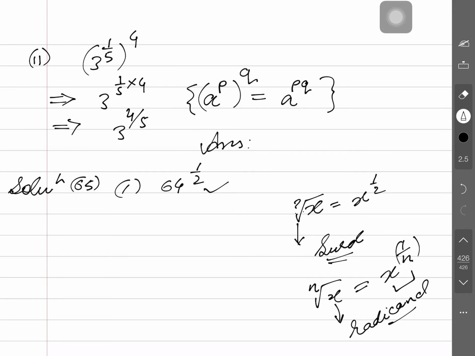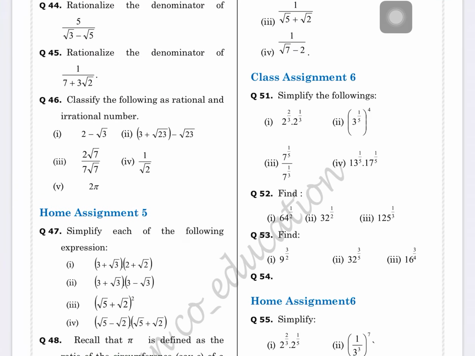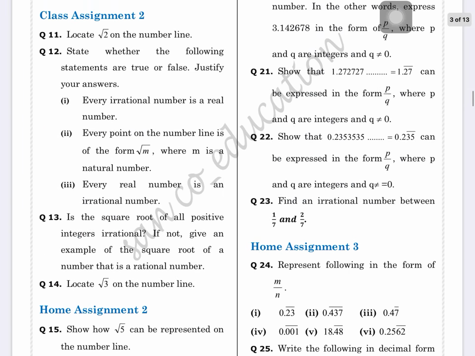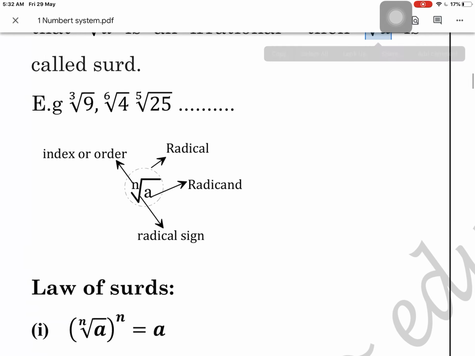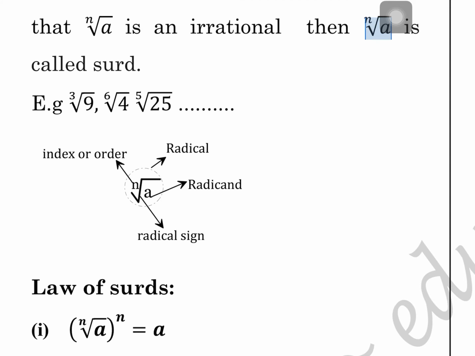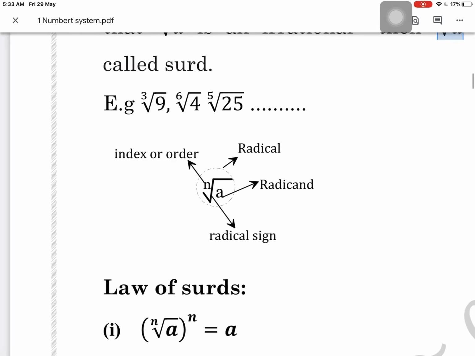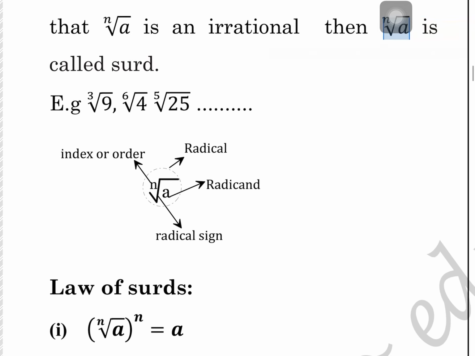You may see in the standard text, it is illustrated here. I think you may see it for your better understanding. The index is called the order n, the whole expression is called the radical, this is called the radicand, and this is the radical sign. Surds also have their own laws here. This is called a surd expression. n is the index or indices, and the whole expression is a radical or surd. a is the radicand, and the radical sign is there.